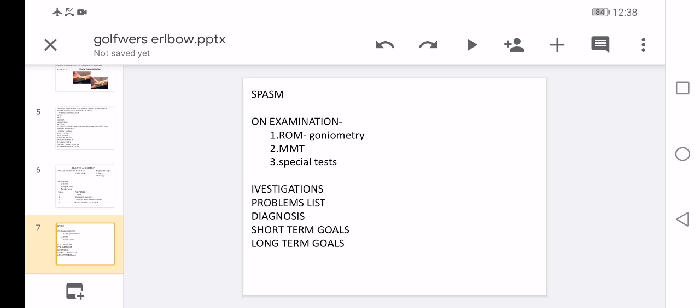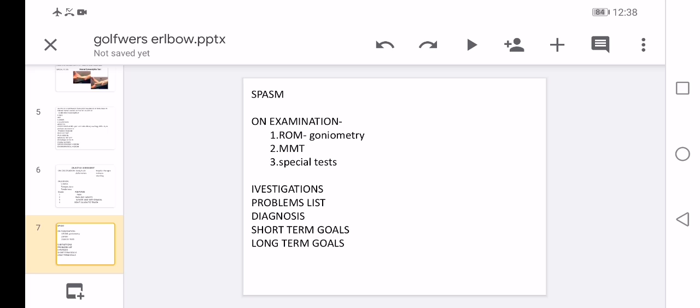Your problem list might be pain at the medial epicondyle of the elbow joint, or you are unable to do the movements of the elbow joint. Provisional diagnosis is an injury to the medial collateral ligament. So we can confirm it is medial epicondylitis, the golfer's elbow.